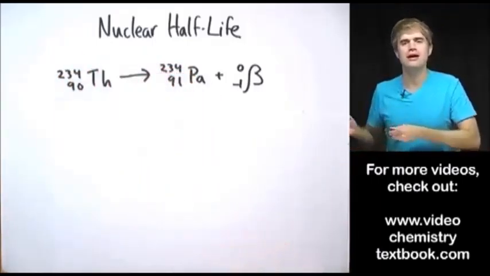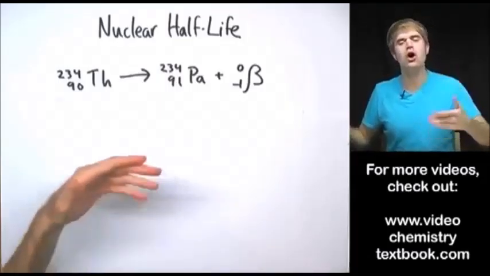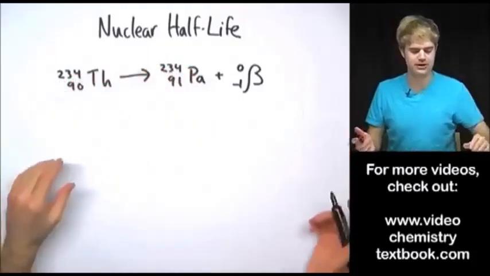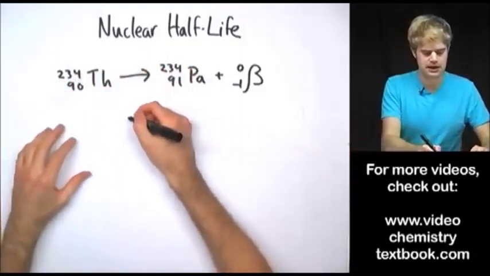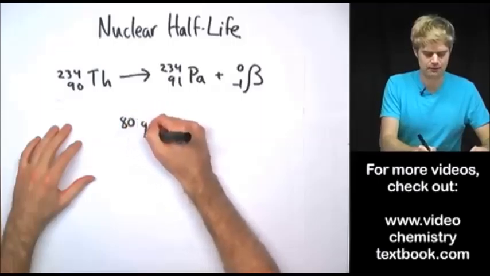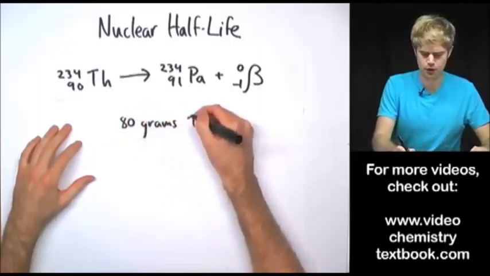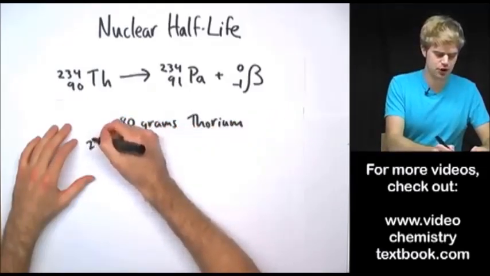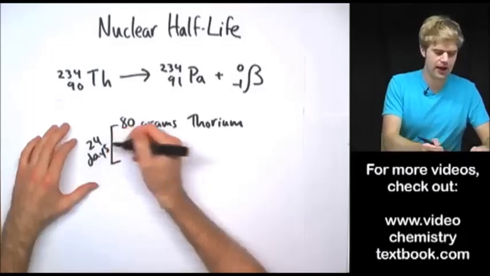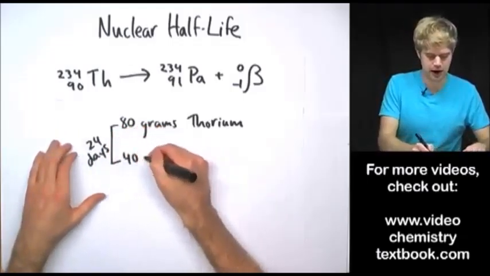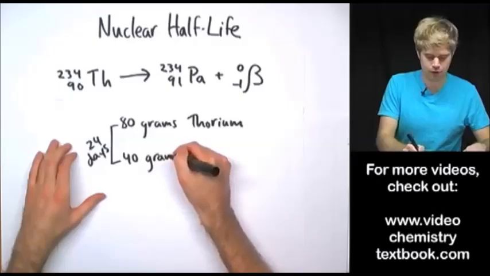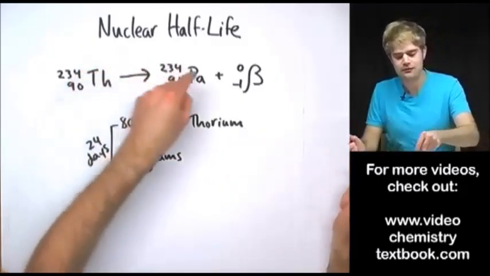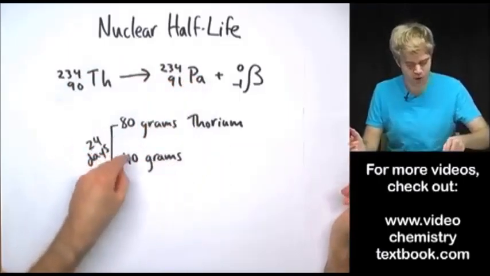Now, we said nuclear half-life tells us about how long it takes for these sort of processes to occur. How long does it take for this to happen, for thorium to turn into protactinium? Well, let's talk about this. Let's say we start with 80 grams of thorium. If 24 days go by, at the end of those 24 days, I'm going to be left with 40 grams of thorium. The other 40 grams of thorium have turned into protactinium. Okay, so I'm only left with 40.